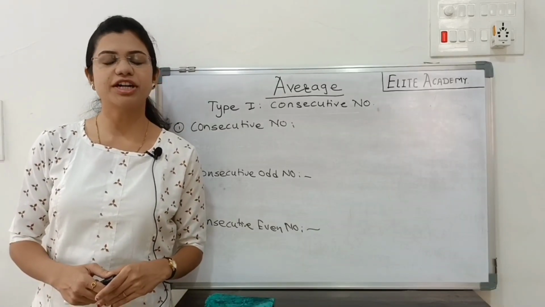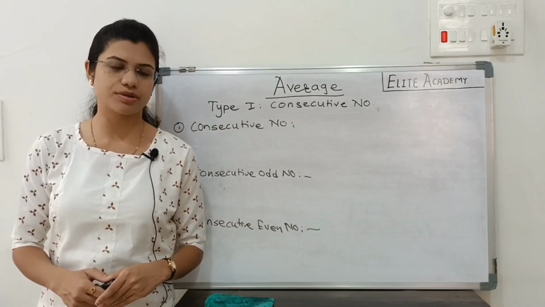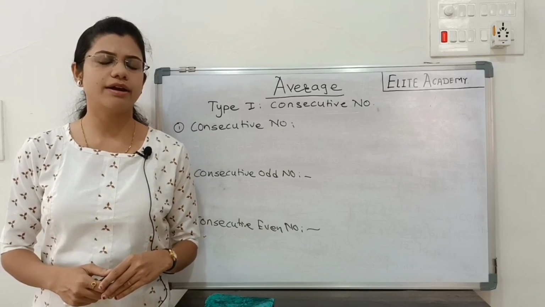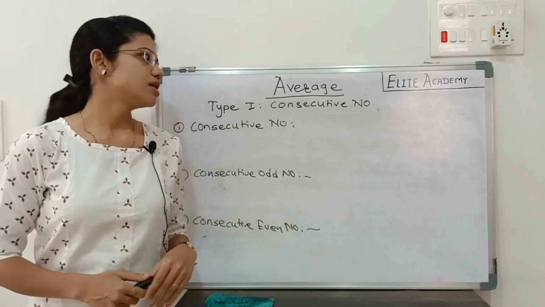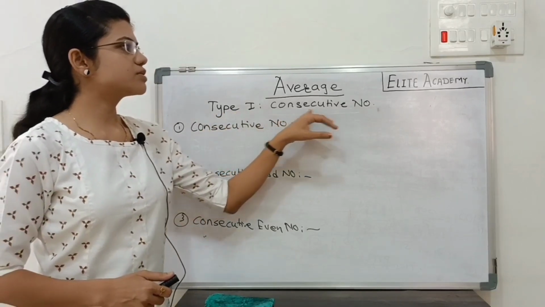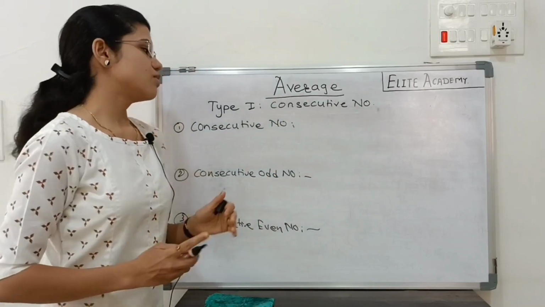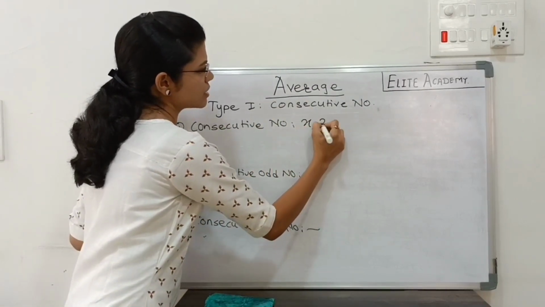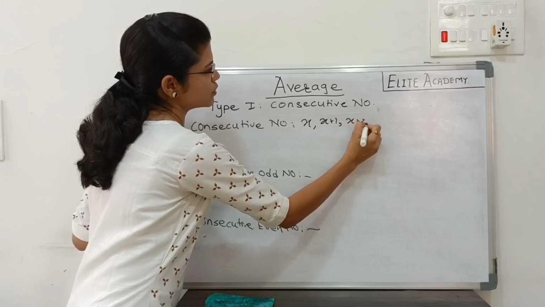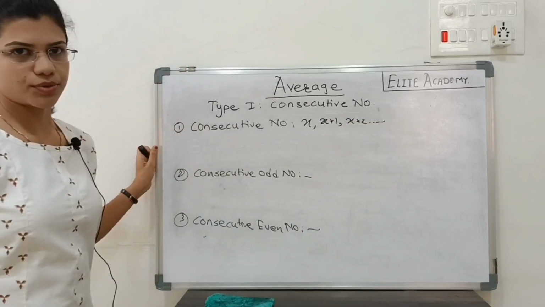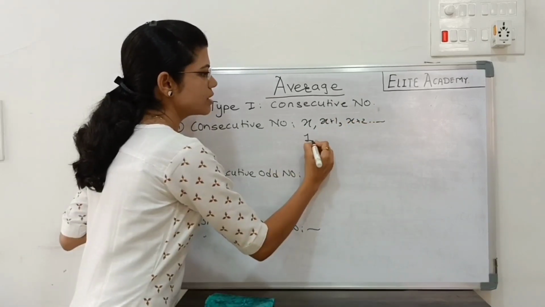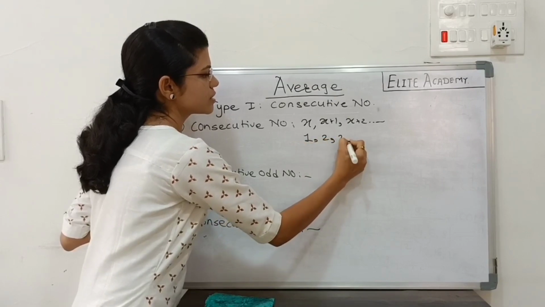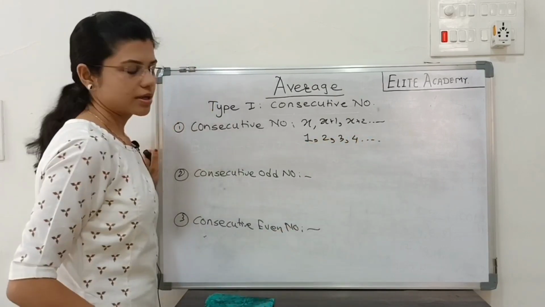There are different types of problems based on averages. Let's check out how we can identify these problems. The very first type is based on the consecutive numbers. What are the consecutive numbers? x, x plus 1, x plus 2, and so on. These are the consecutive numbers. Suppose x is 1, then the consecutive number series is 1, 2, 3, and so on.